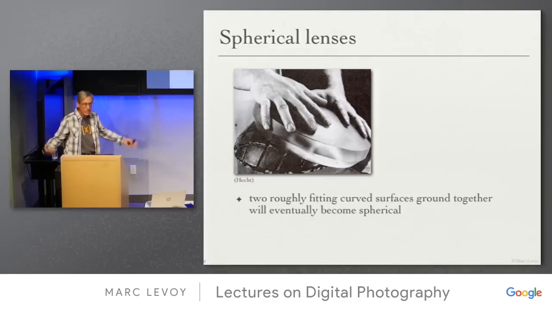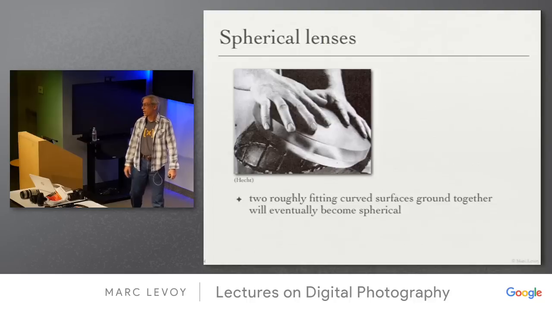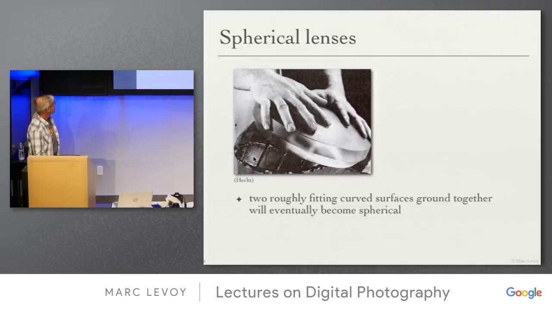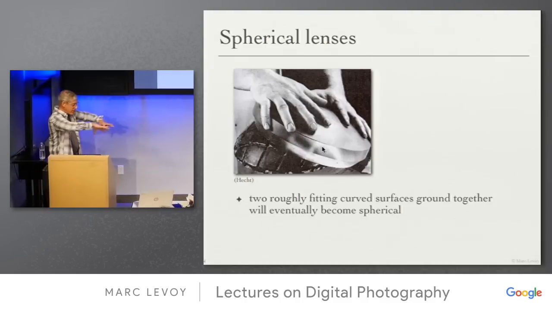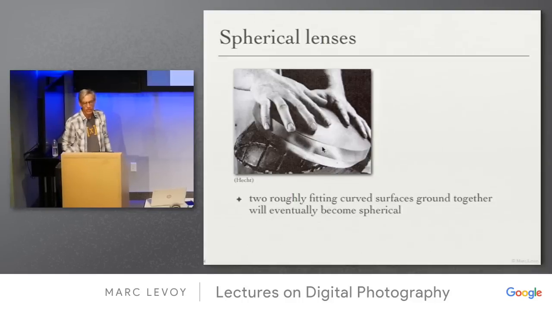Turns out that since time immemorial, spherical lenses have been much easier to make. Because all you have to do is take something very hard and glass which is a bit softer and do this kind of an action, and you will grind it to be a spherical surface.